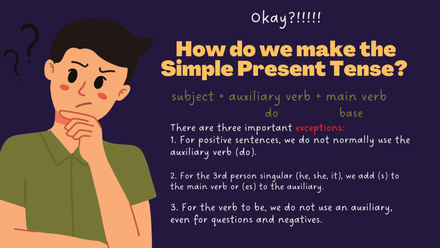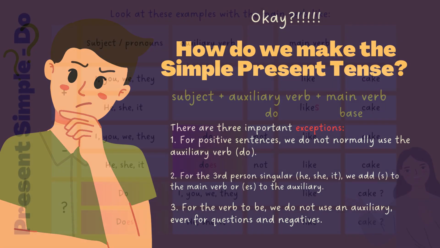Now, there are some exceptions to this auxiliary verb do. For positive sentences, we do not use the auxiliary verb do. For example, I eat rice. We don't use the auxiliary verb do. For third person singular, he, she, and it, we add an S to the main verb. She eats rice, or an ES to the auxiliary verb if it's a negative sentence. For example, she does not eat rice. And for the verb to be, we do not use an auxiliary, even for questions and negatives. Let's see this in a more table format.